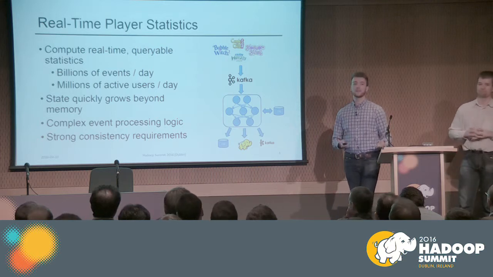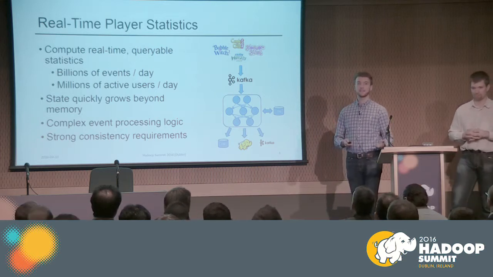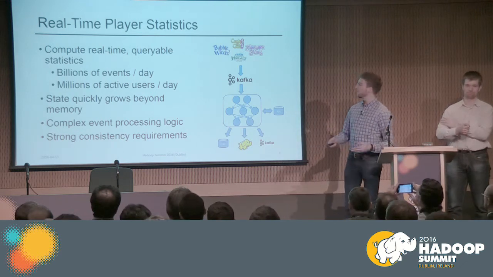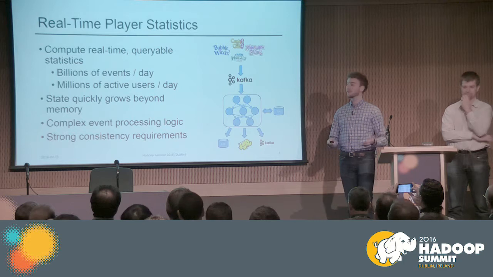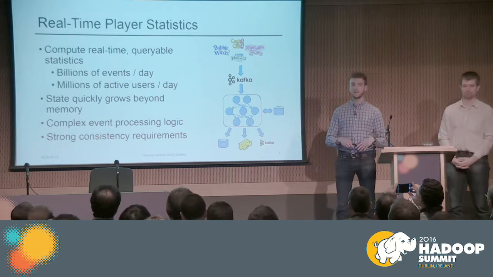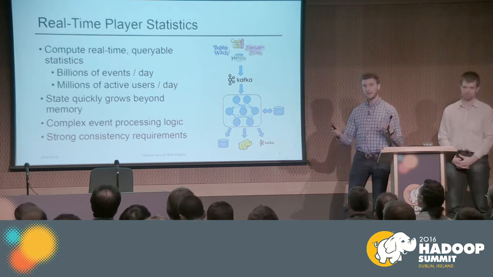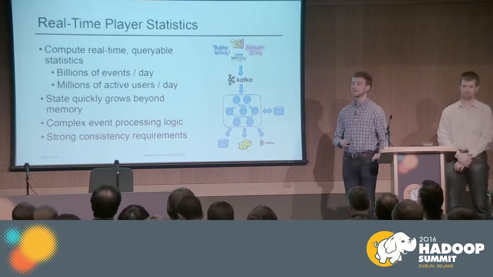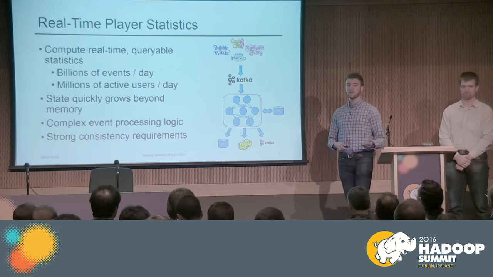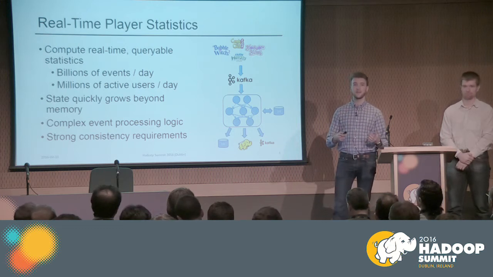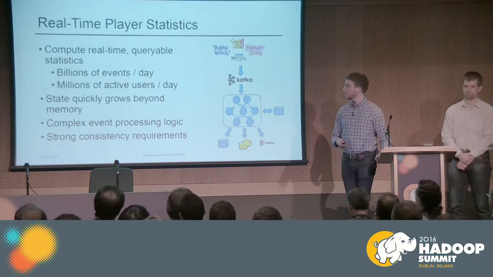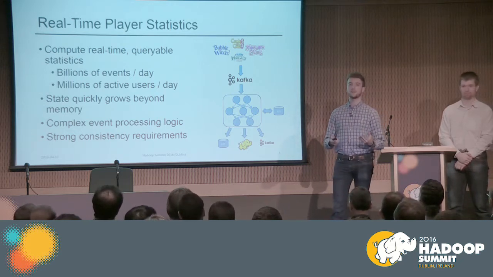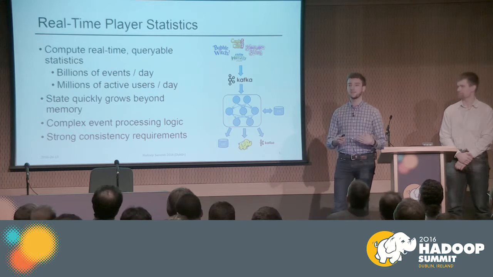The problem that we're trying to solve with the streaming system is that we would like to compute real-time player statistics. So imagine that we have the mobile games, like Candy Crush, Bubble Witch. They produce a lot of events, like tens of billions of events every day are flowing into the system. They come through Kafka, and now we want to process them, accumulate some state per user. So this is a very hard problem. The use case sounds very simple, but it's very challenging.